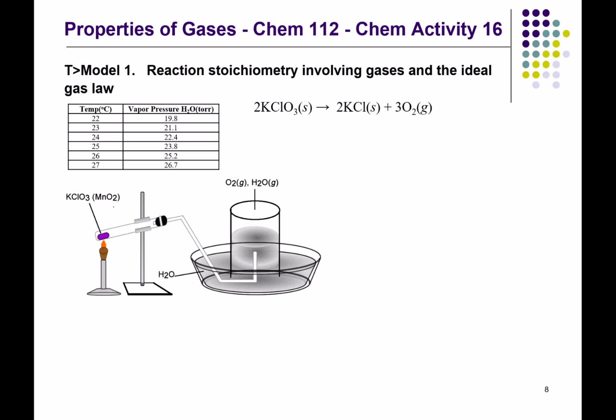Any gas that's produced will travel through the tube and bubble through water. Imagine that initially this tube would be completely filled with water, and then as the gas is being produced, the water is being displaced. And we can actually determine what the final volume of water is here, and therefore know what volume of gas is generated.